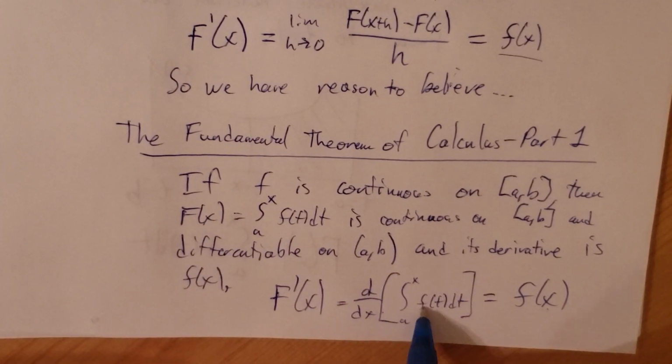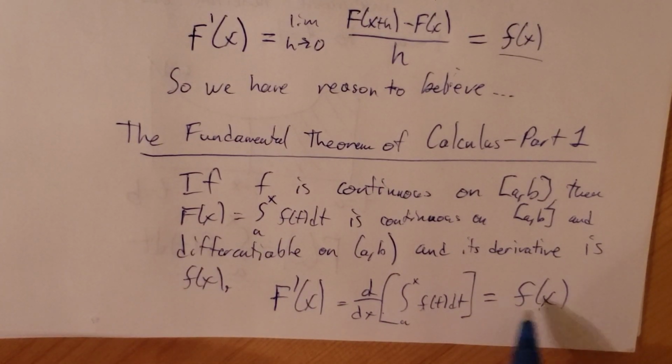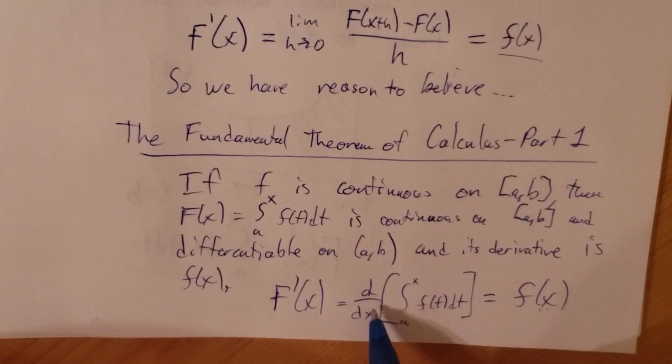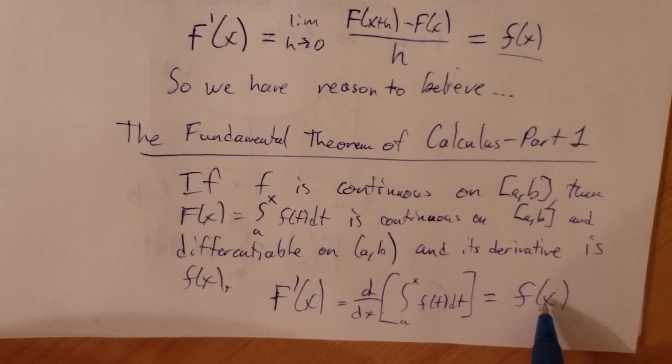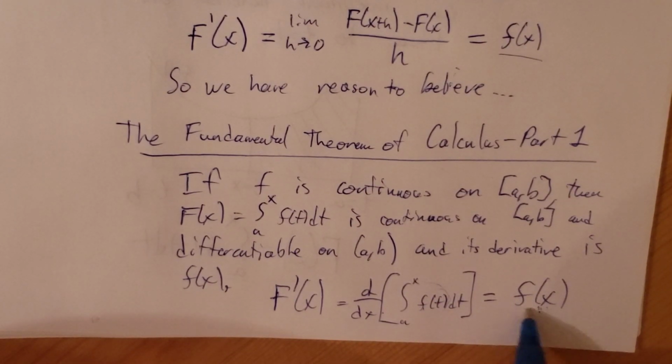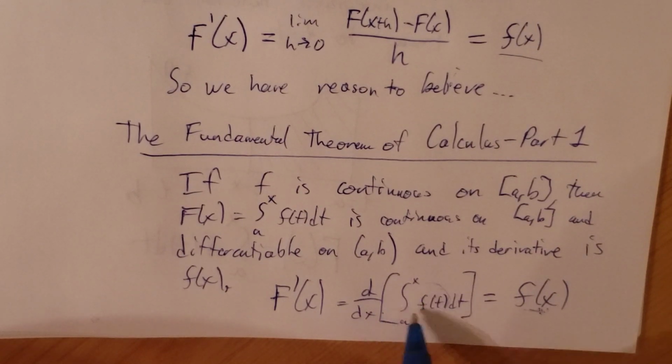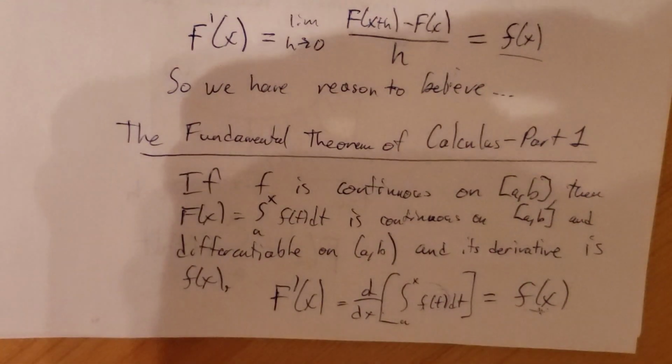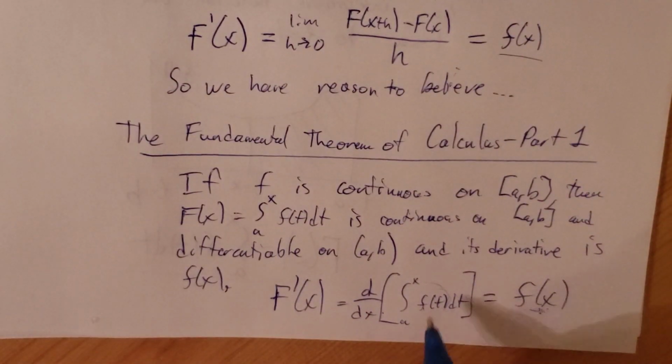Since we take a derivative to get back to here, if we wanted to go back to this thing in here, we would find the antiderivative of this function, right? And that would go back to this function inside, which is our definite integral function for our area under the curve.